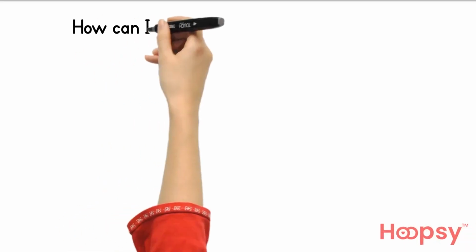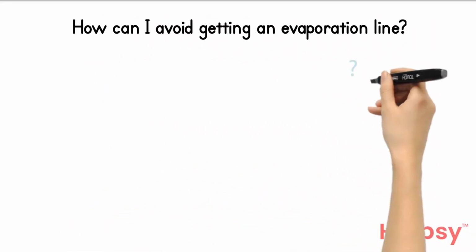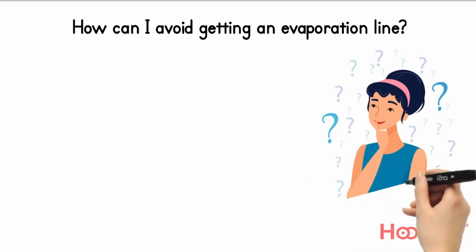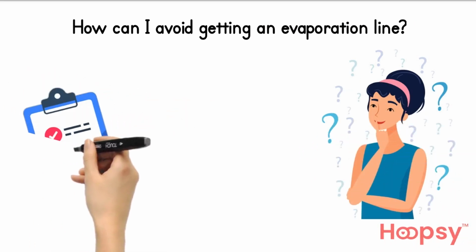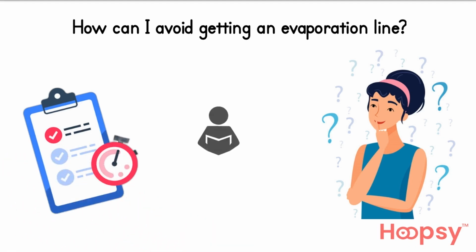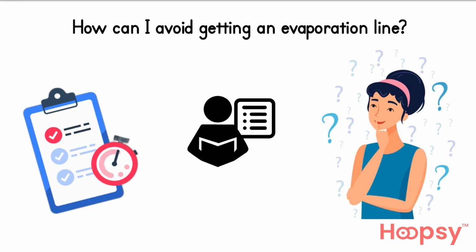Question 6. How can I avoid getting an evaporation line? The best way to avoid confusion from an evaporation line is to read the test within the recommended time frame. It's important to read the instructions carefully and follow them exactly to get the most accurate results.